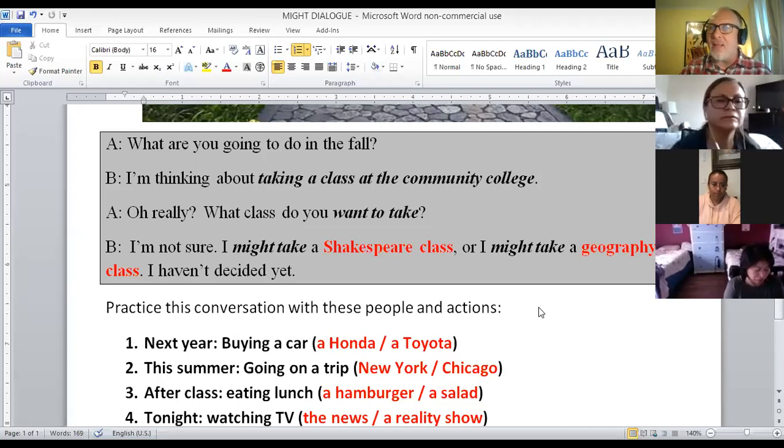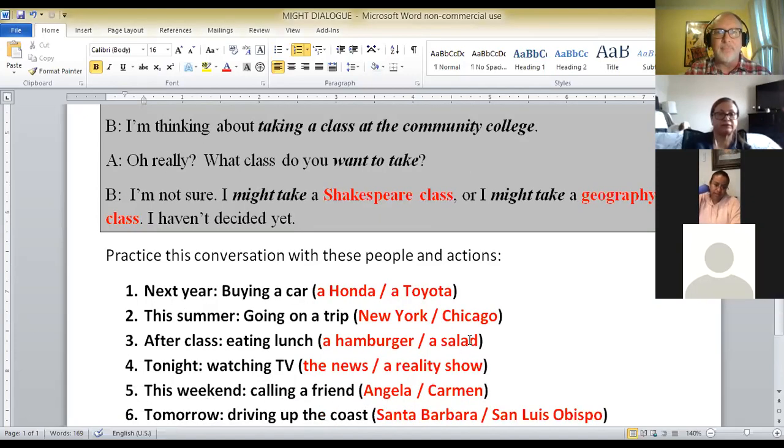So I'm going to be A, and students, you'll be B, and we'll practice together, okay? So students, what are you going to do in the fall? I'm thinking about taking a class at the community college. Oh, really? What class do you want to take? I'm not sure. I might take a Shakespeare class, or I might take a geography class. I haven't decided yet. Okay, good.